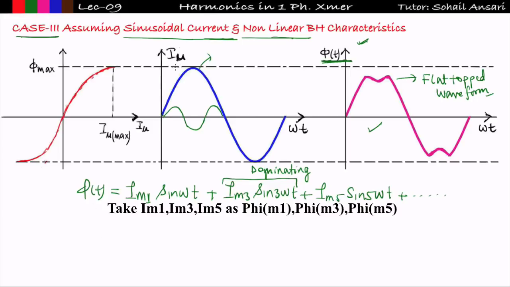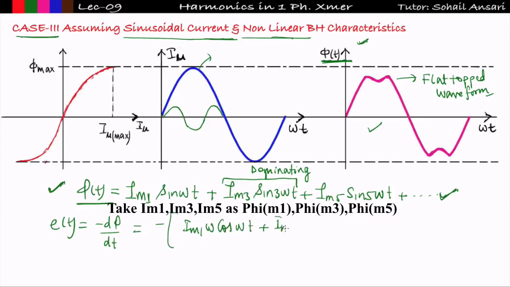Now in both the cases, case 1 and case 2, we are assuming that the sinusoidal flux is obtained, but here sinusoidal flux is not obtained, flat top waveform is obtained, means I will have to write the Fourier series of this phi t. So I am getting something like this. Since this is a half wave symmetry, so only odd harmonic will be present. If I will talk about the e t, it will be equal to minus d phi by dt. So differentiate this waveform, you will get Im1 omega cos omega t plus Im3 3 omega cos omega t plus so on. This will be the EMF equation of case 3, right?